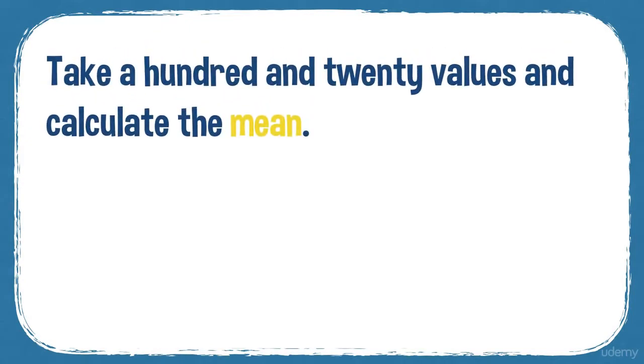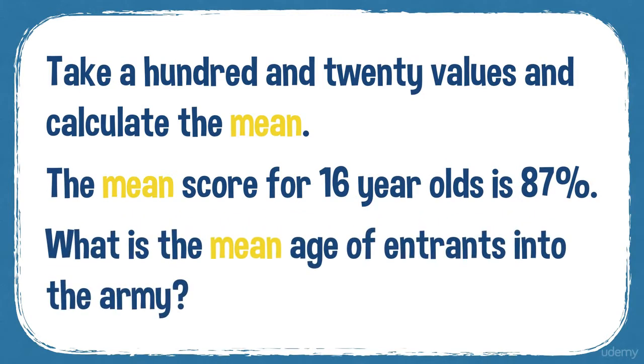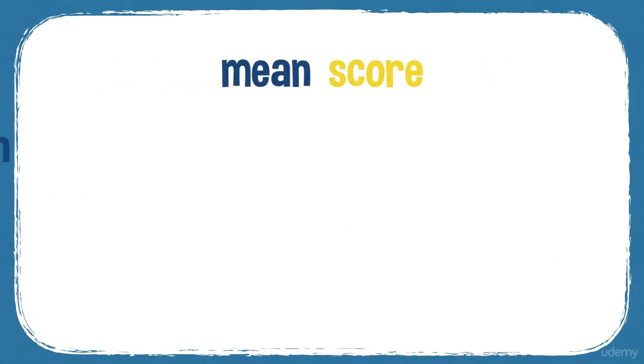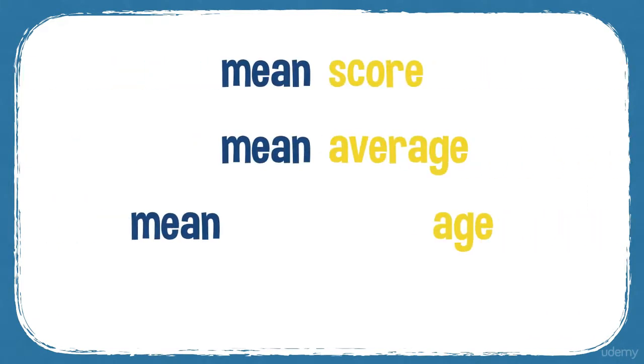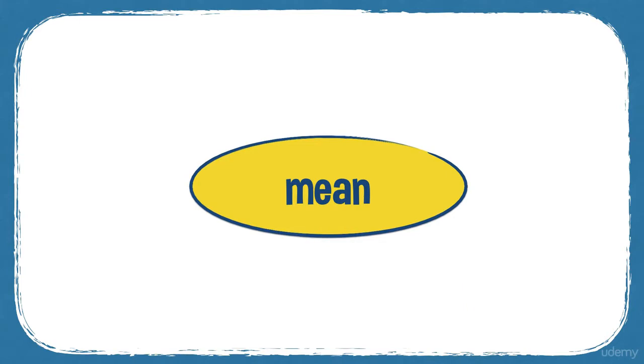For example, take 120 values and calculate the mean. The mean score for 16-year-olds is 87%. What is the mean age of entrance into the army? We talk about mean score, mean average, mean age, the mean concentration of something. And some synonyms for mean. Average is the only one, really, that you could use, average.